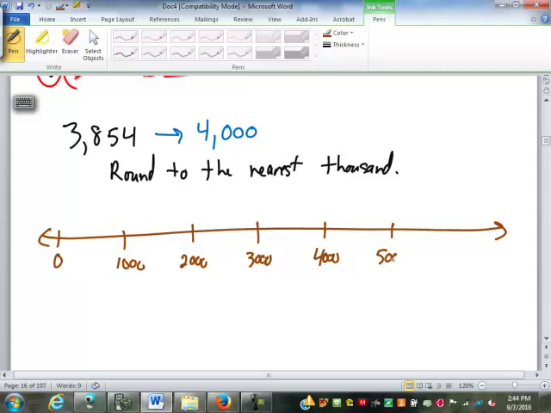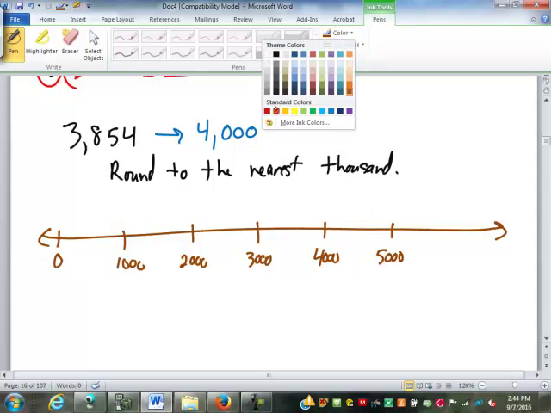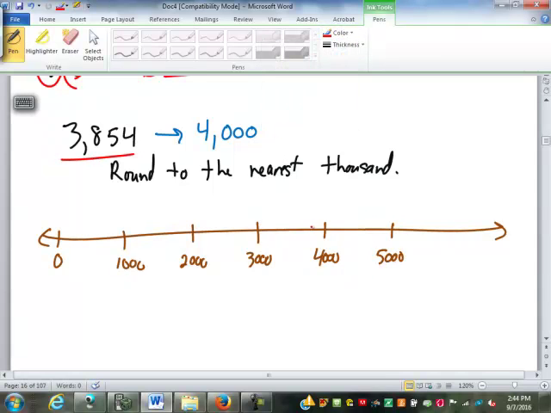And it's asking us if we were to put this on the number line, 3,854, which is right here, physically, which thousand would it be closest to? Well, it is closest to the 4,000.